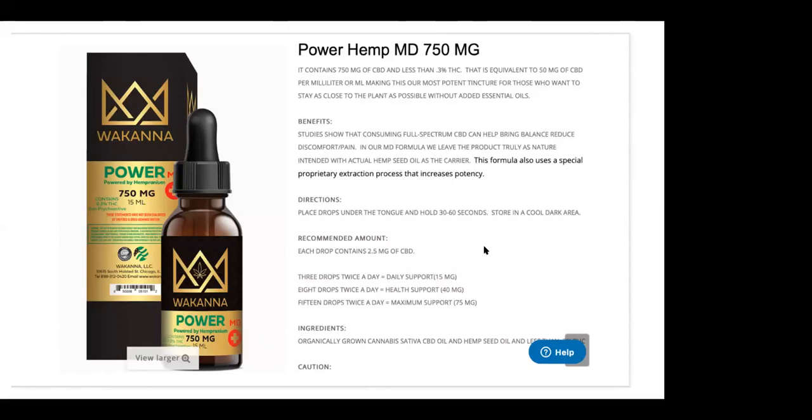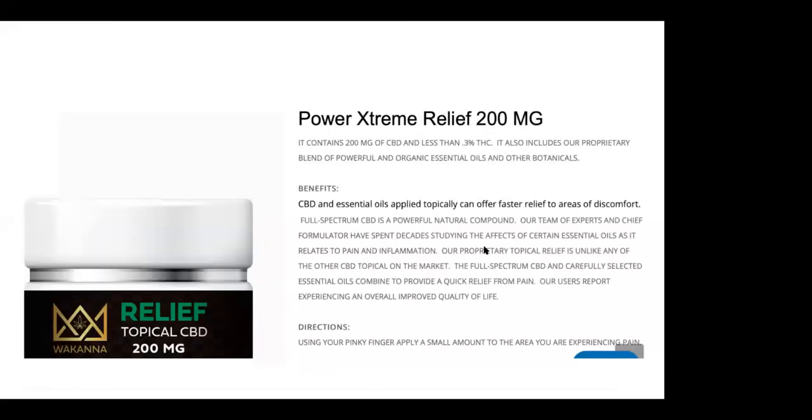It's really important when you introduce CBD, you introduce it slowly and you introduce the lowest amount initially until the body becomes accustomed. So I always recommend to my patients to start low and to start slow. So 3 drops twice a day is a great way to start low and start slow.